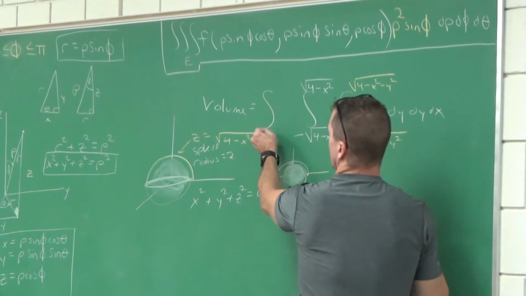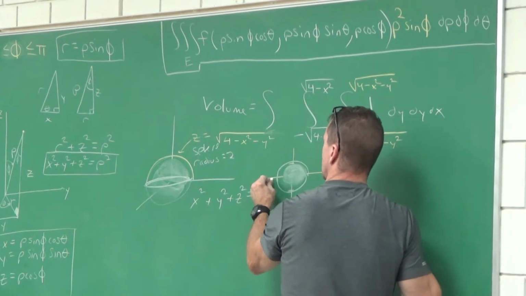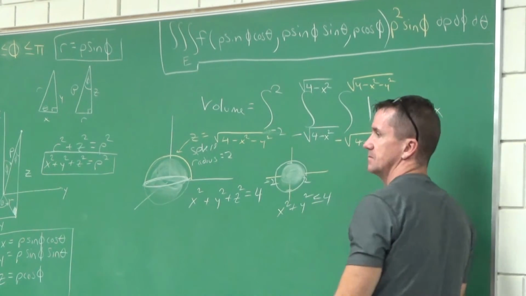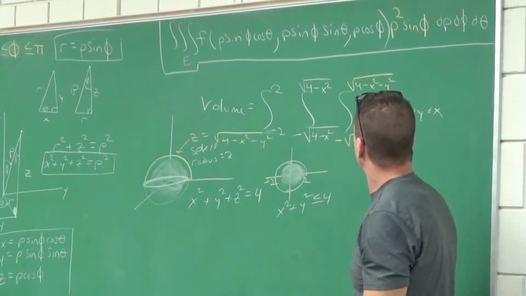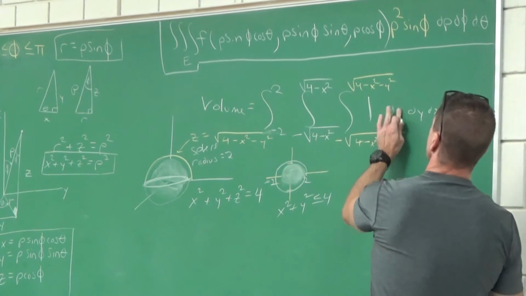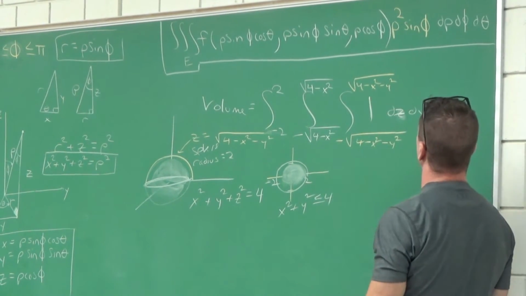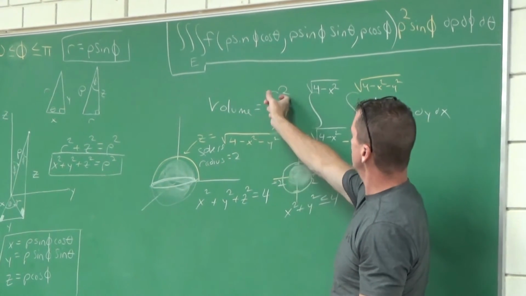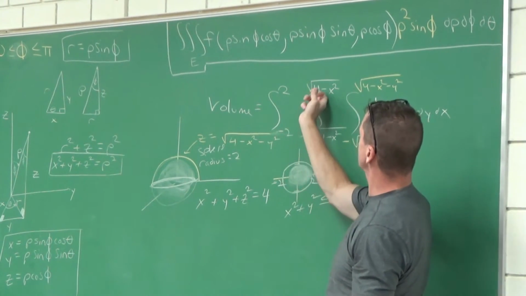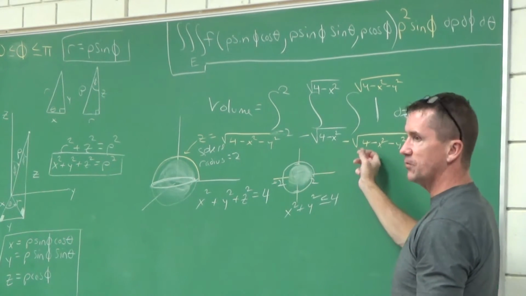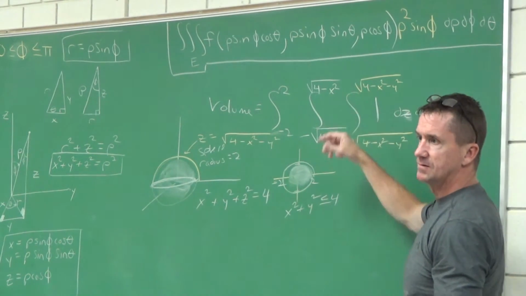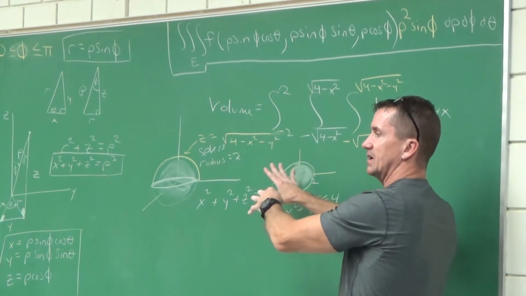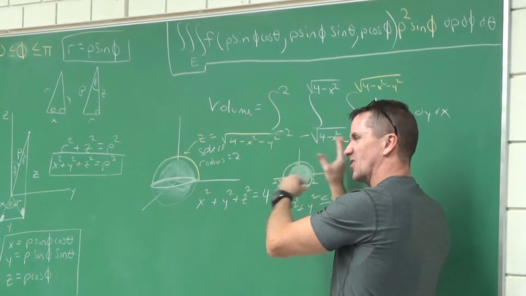These have to be numbers. What's the limits for x? Negative 2 to 2. Professor, shouldn't that be dz, dy, dx? Oh yeah, thank you so much. dz, dy, dx. This would go from negative 2 to 2, negative square root of 4 minus x squared to square root of 4 minus x squared, negative square root of 4 minus x squared minus y squared to the top one. Cool. This would represent the volume of that sphere in Cartesian coordinates.